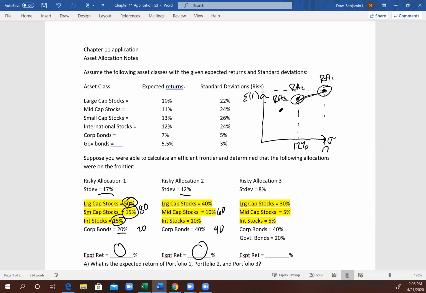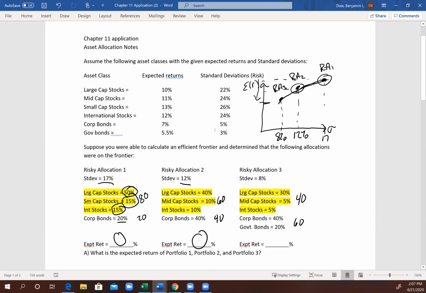And then if we wanted to go further, it required us to reallocate. And this was a 40-60 position. But it reduced the volatility down to 8%. And it also was accompanied by a drop in the expected return. So that's kind of what we looked at.